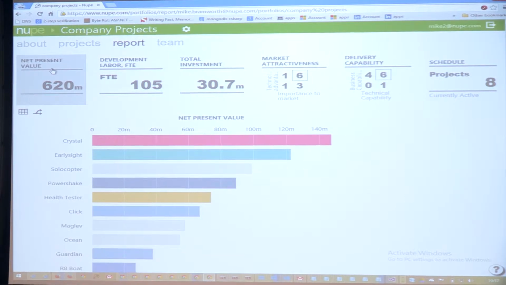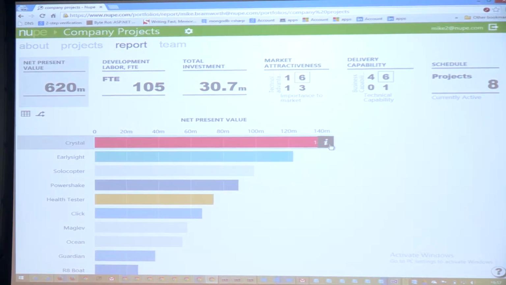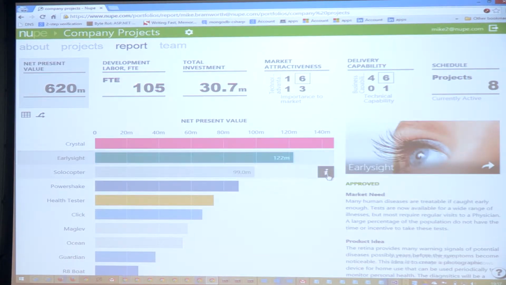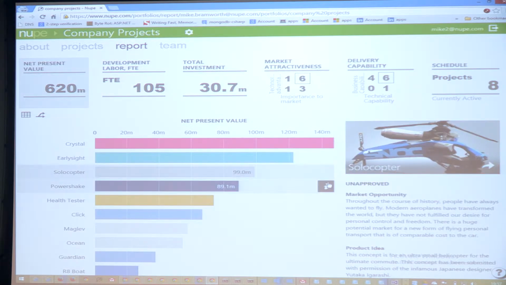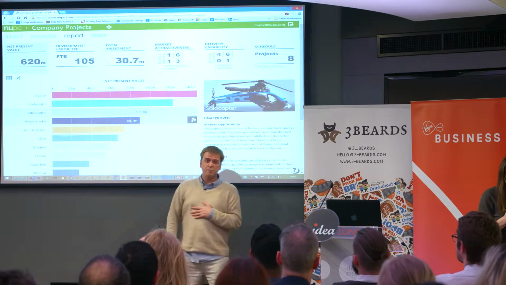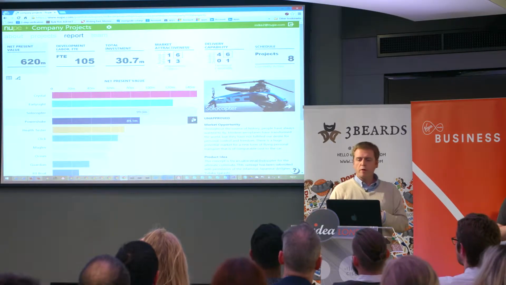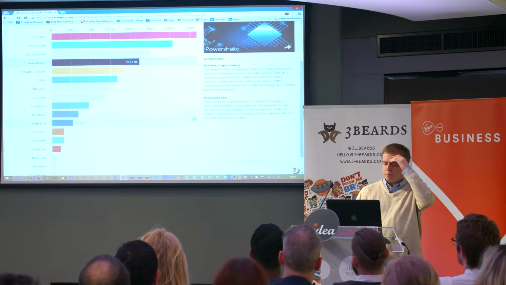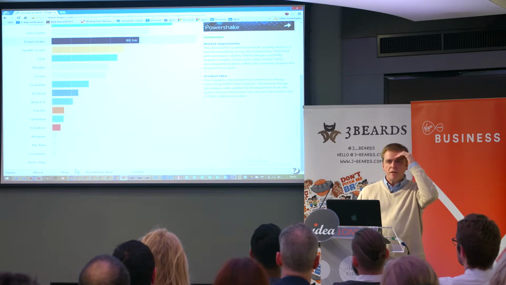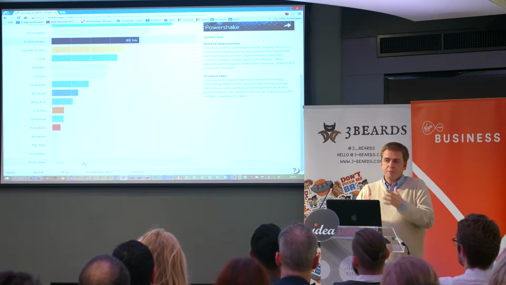This is basically saying that all of these rows here represent projects that we're working on, or products if you like. This one here is a solo copter, for example. Nice idea. It's going to make us about £90 million. So hang on a second, why are we doing these guys down here? It's amazing how people don't have the visibility of that. So that's basically what the product does in a nutshell.